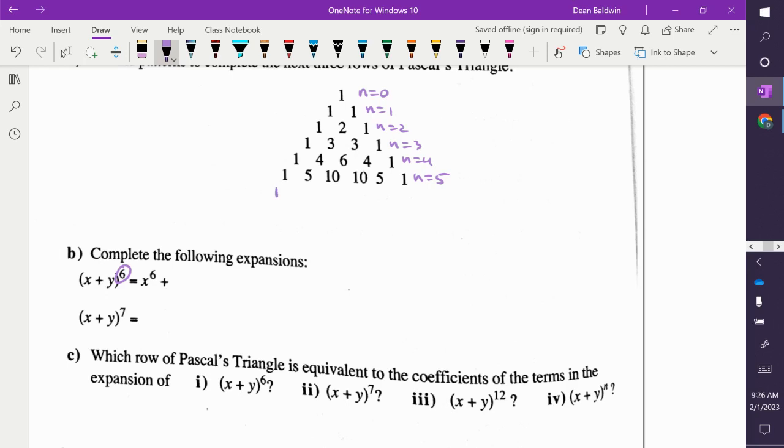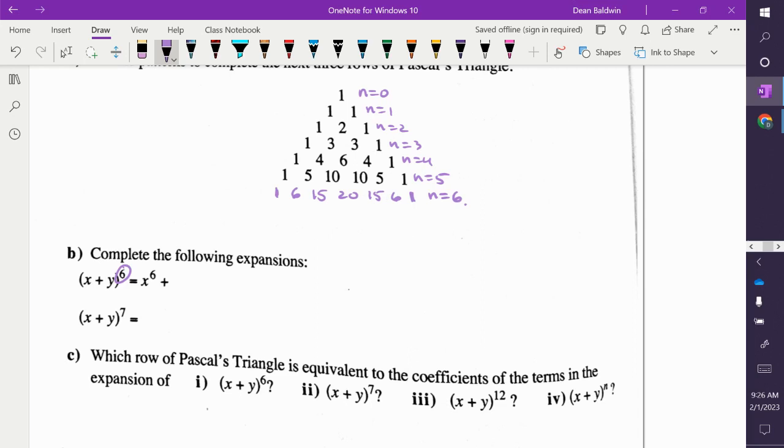It's always 1 on the outside. What's the next number in? 6. 5 and 1 is 6. 5 and 10 is 15. 10 and 10 is 20. 10 and 5 is 15. 5 and 1 is 6. And then you end with a 1. That's row 6.